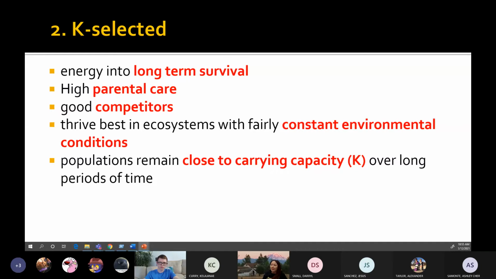K-selected species tend to remain close to carrying capacity over long periods of time. You're going to see a little bit of wobble with population, but they max out and then just stay right around that population. Humans being the exception. We've pretty much passed a natural carrying capacity already.